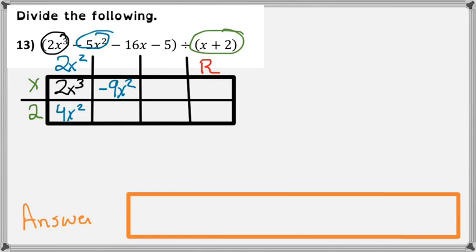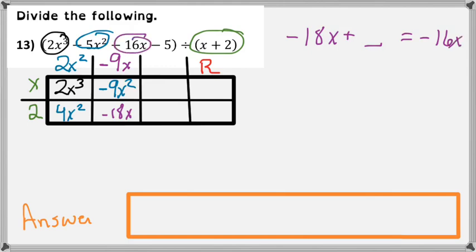The next one, I have to divide this by x, and that's going to give me my x term, so 9x. 9x times 2 is going to be negative 18x. So negative 18x plus what is going to give me that negative 16x? And that's going to be a positive 2x. I'm going to divide again in this case, and that's going to give me a 2. 2 times 2 is 4. 4 plus what is negative 5, and that would be a negative 9.